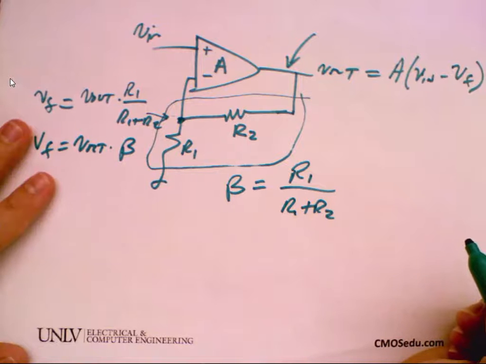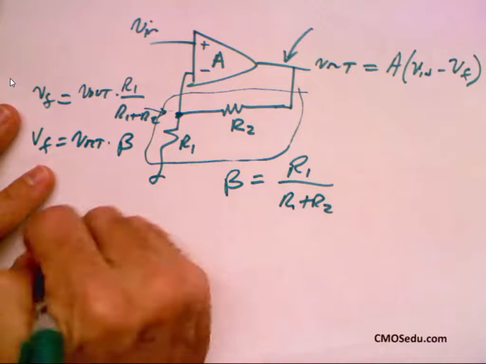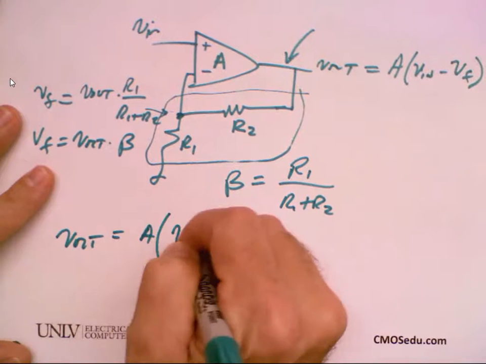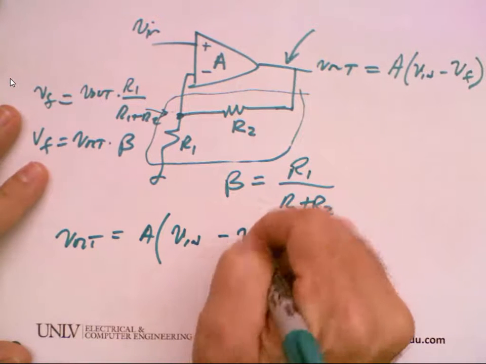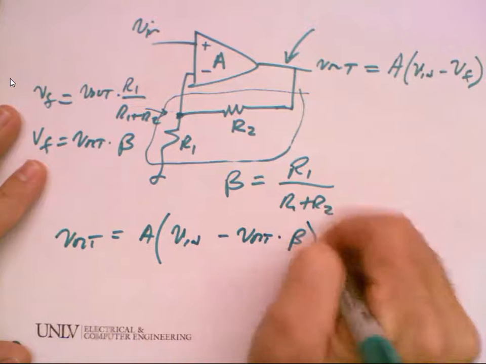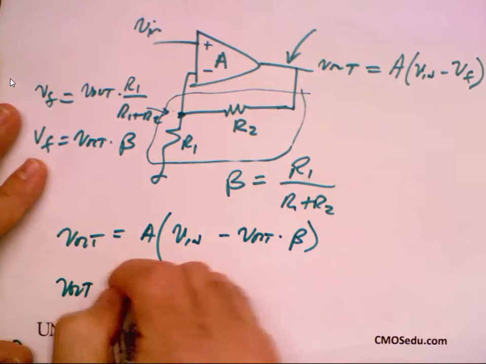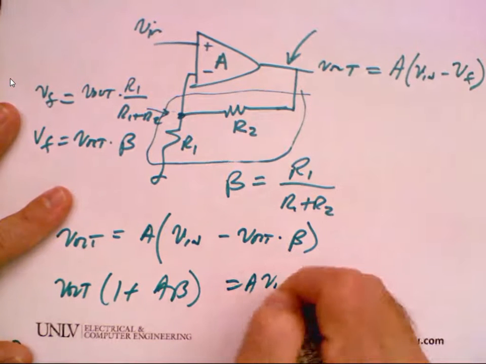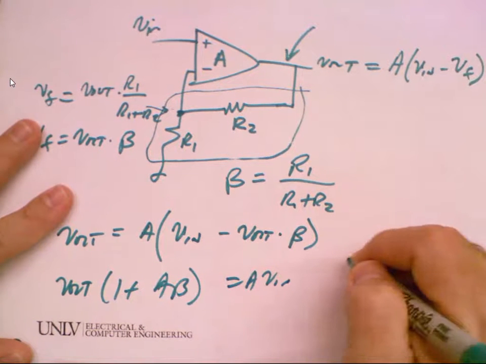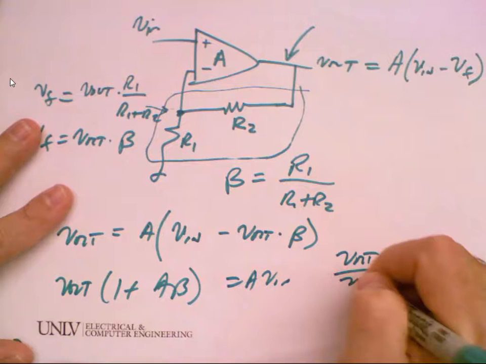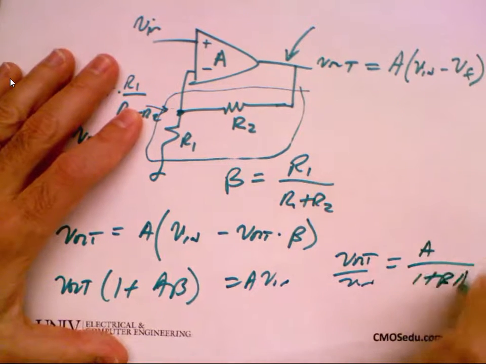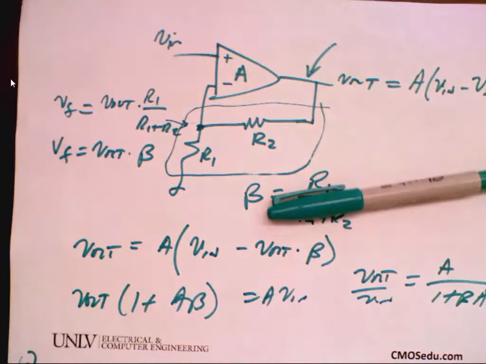Everybody cool with that? So then I can write V out is equal to A times (V in minus V out times beta), or V out times (1 plus A beta) is equal to A V in, or V out over V in is equal to A over 1 plus A beta. You've all seen this.